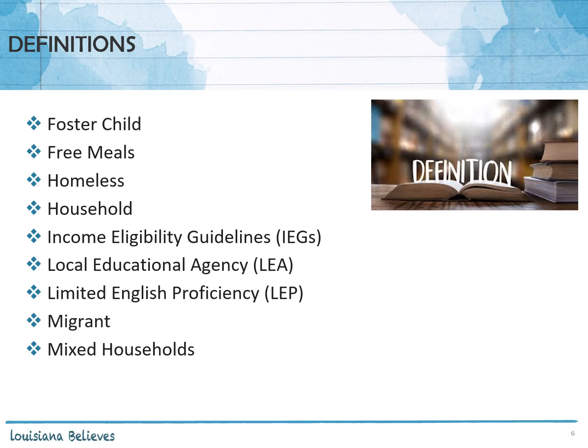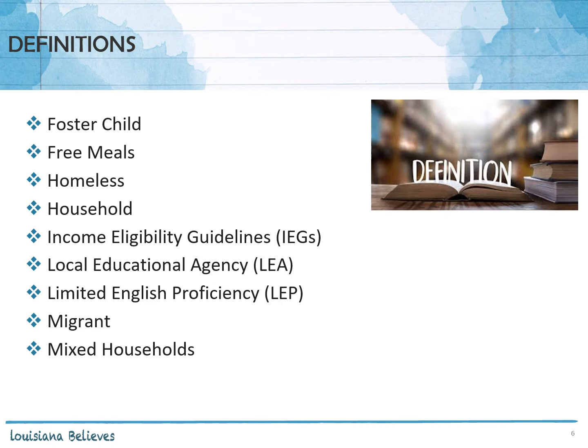Income eligibility guidelines are abbreviated IEGs. The family size income levels prescribed annually by the Secretary of Agriculture for determining eligibility for free and reduced price meals and free milk. The free guidelines are 130% of the federal poverty guidelines, and the reduced price guidelines are 185% of the federal poverty guidelines.